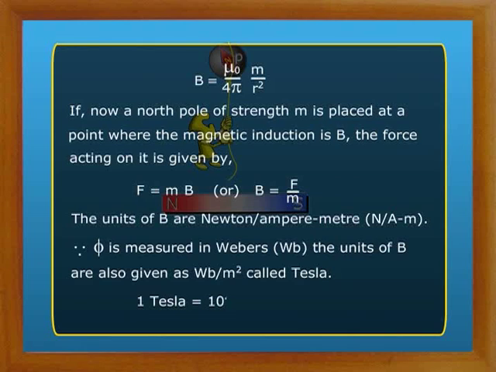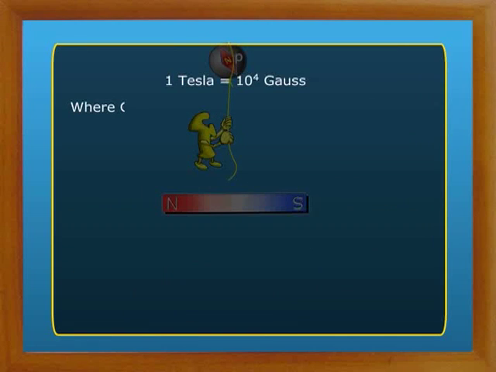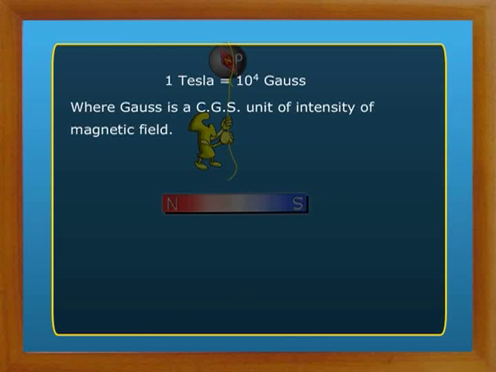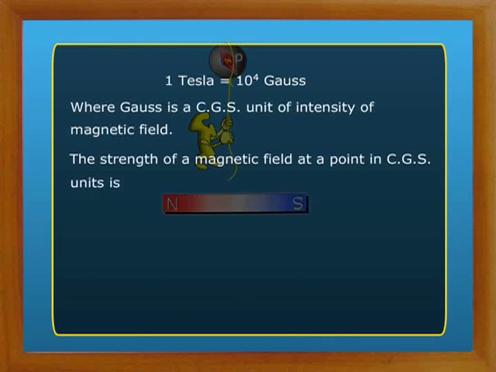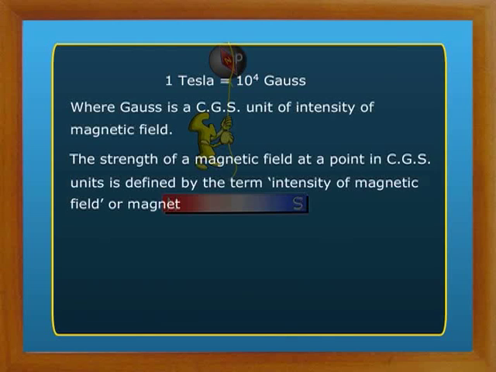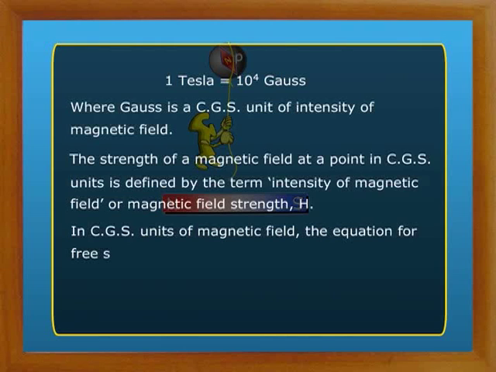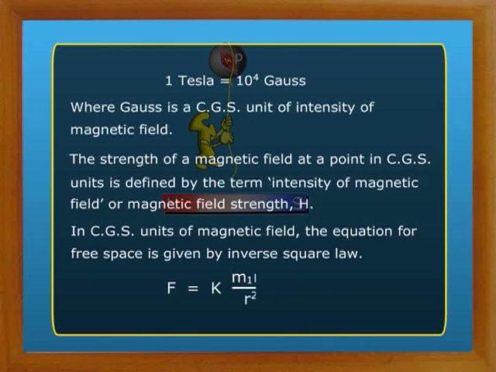1 Tesla is equal to 10 to the power 4 Gauss, where Gauss is a CGS unit of intensity of magnetic field. The strength of a magnetic field at a point in CGS units is defined by the term intensity of magnetic field or magnetic field strength H. In CGS units, the equation for free space by inverse square law is given by F is equal to K m1 m2 divided by r square, which is equation number 11.